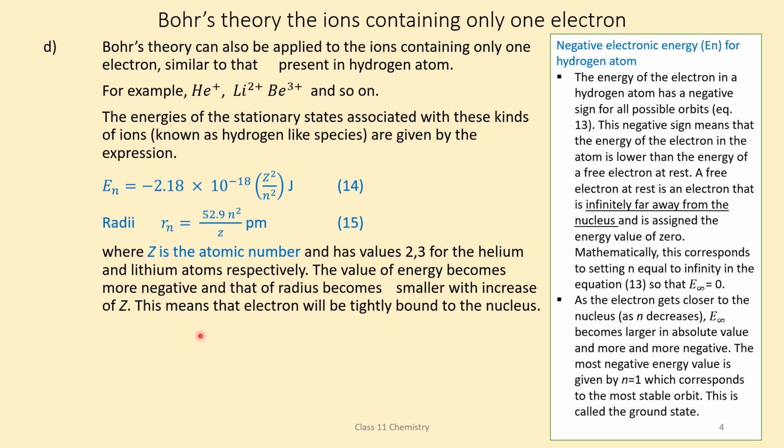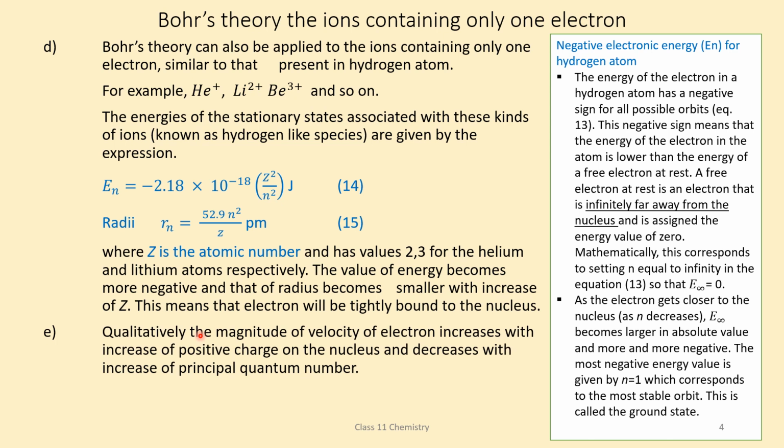And the last and final postulate point is that quantitatively the magnitude of velocity of the electron increases with the increase of positive charge on the nucleus and decreases with the increase of principal quantum number.